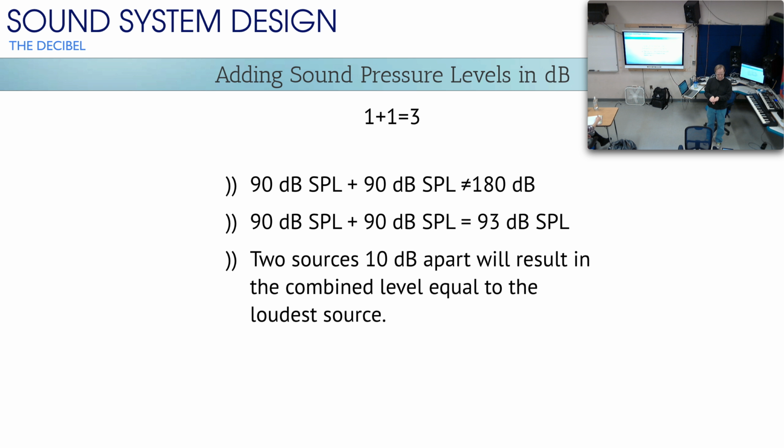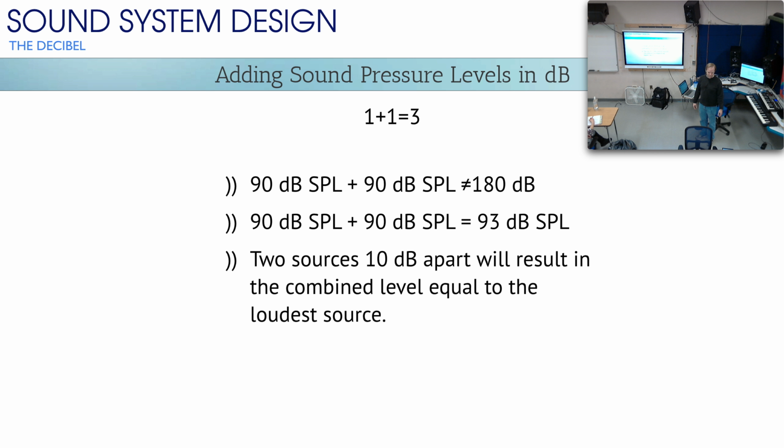Okay? What I mean by that is you can't just add decibel values together and get a linear result. In other words, if you have 2 sound sources that are both putting out 90 dB SPL, 2 loudspeakers, and this happens all the time, each loudspeaker is putting out 90 dB SPL. They do not sum together to create 180 dB SPL.